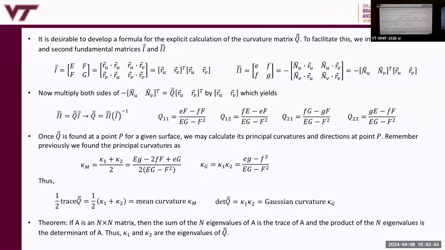So here's a theorem. If A is an n by n matrix, then the sum of the n eigenvalues of A is the trace of A, and the product of the n eigenvalues is the determinant of A, right? And we just calculated that the determinant is the product of the eigenvalues, and the sum of the eigenvalues is the trace. And we just said the trace is equal to this. That means that kappa 1 and kappa 2 are the eigenvalues of the curvature matrix. So that makes the curvature matrix pretty useful, yeah?